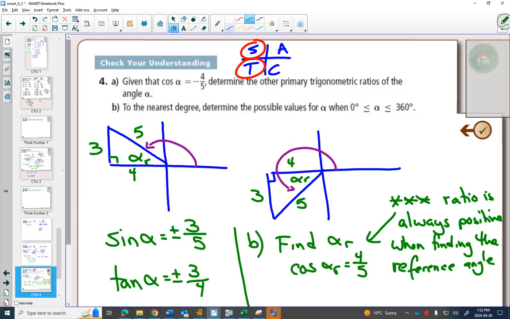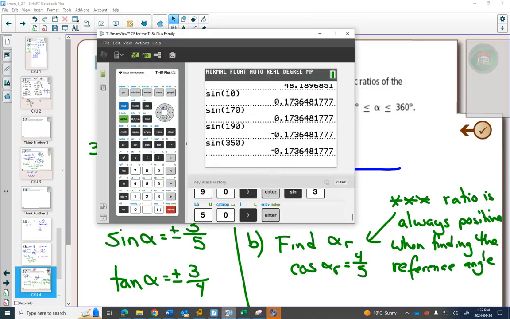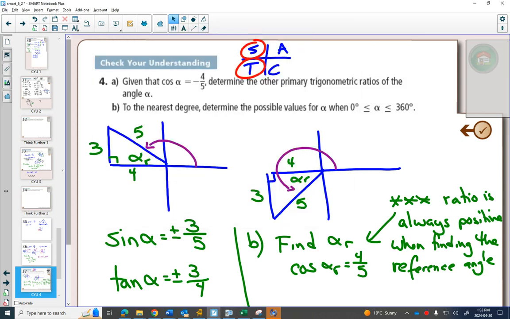We go to our calculator, okay? And we would do second cos inverse of 4 divided by 5. Does it say to round something? Nearest degree, so 37 degrees.